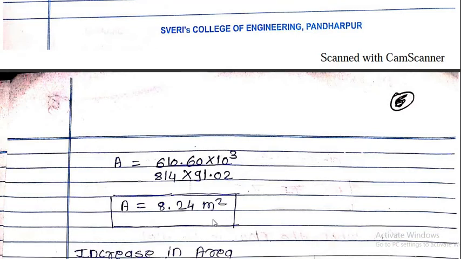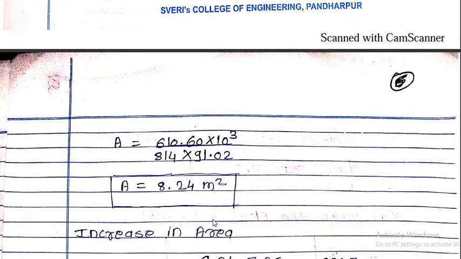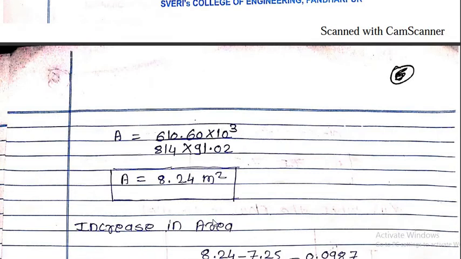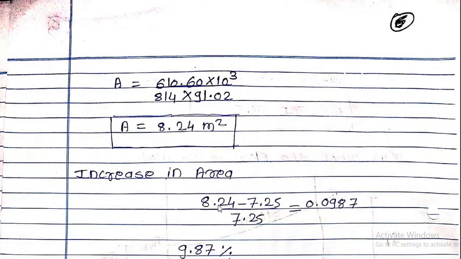Okay, so in the problem it is also asked to find out the increasing area. So in case of a counter flow, whatever the area we get, how much increment should be required in case of a parallel flow, that we need to find. So in case of parallel flow we get the area 8.24 minus, in case of a counter flow we get the area 7.25, whole divided by 7.25. So the increasing area is 0.0987 in case of a parallel flow.